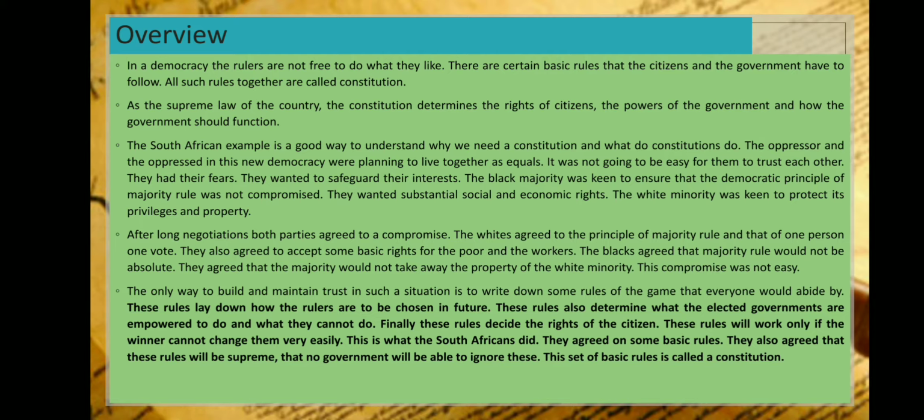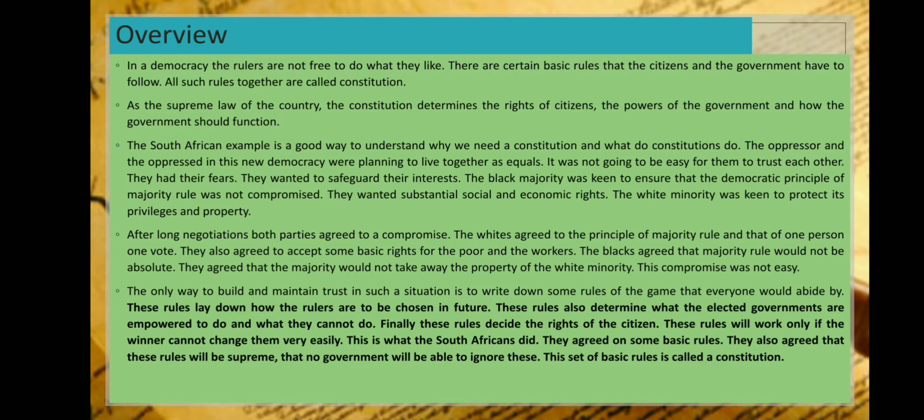The oppressor and the oppressed in the new democracy were planning to live together as equals. It was not going to be easy for them to trust each other. They had fears. They wanted to safeguard their interests. The black majority was keen to ensure that the democratic principle of majority rule was not compromised. They wanted substantial social and economic rights. The white minority was keen to protect its privileges and property.